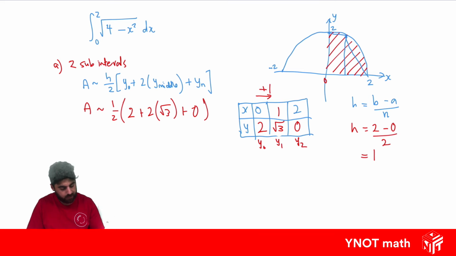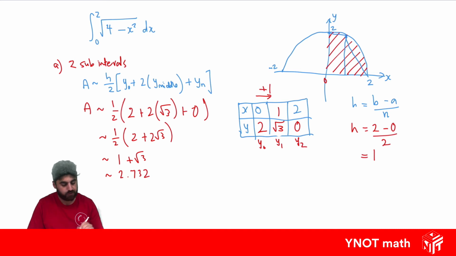And now we can go ahead and evaluate this. So we get a half times 2 plus 2 root 3. And we can expand this out. So half times 2 is 1, and a half times 2 root 3 just gives us root 3. So we get 1 plus root 3, which approximately equals 2.732 as our approximation to this quarter of a circle.